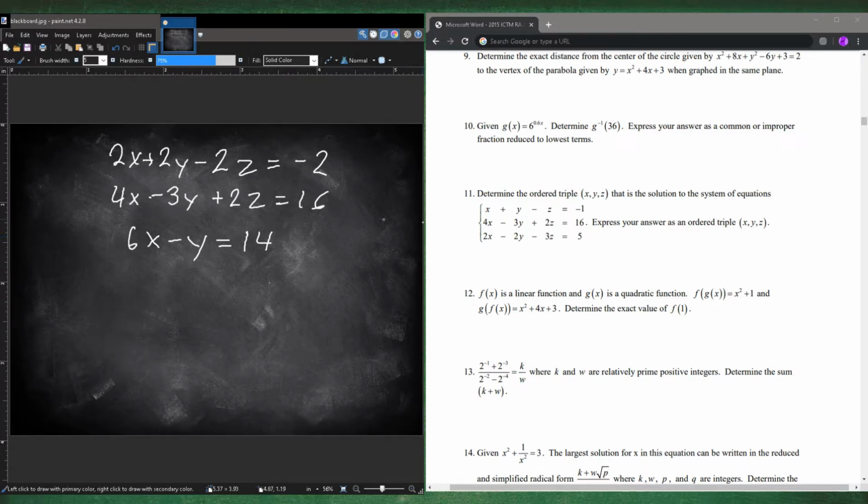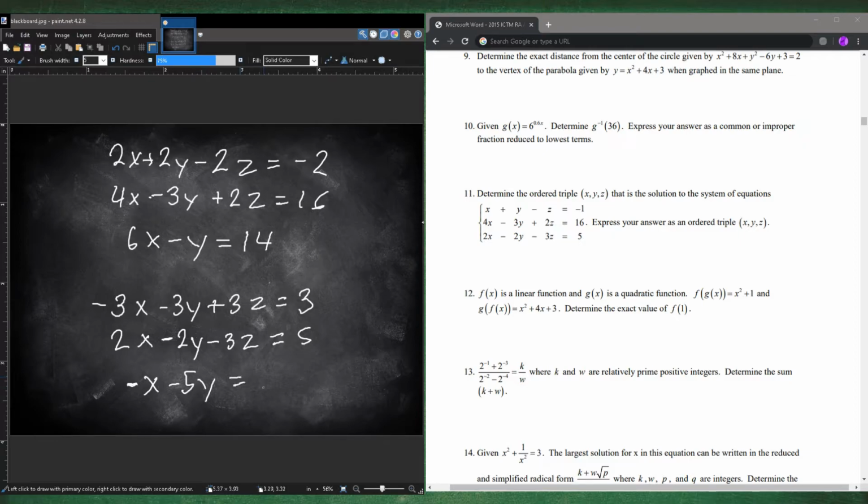Okay, so now let's use the first equation and the third equation. So multiply the first equation by negative 3. So that's negative 3x minus 3y plus 3z is equal to 3. The third equation is 2x minus 2y minus 3z is equal to 5. I usually like to add, so I use the process of elimination. So I never substitute. And then we get negative x minus 5y is equal to 8.